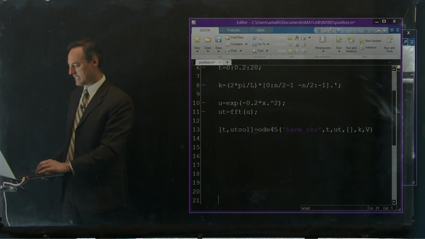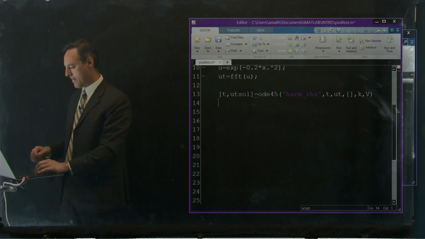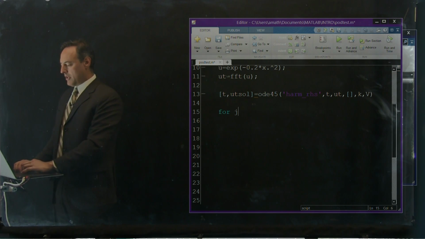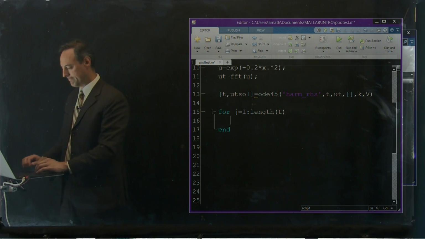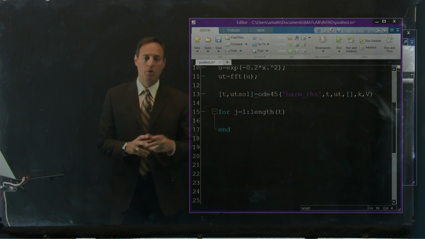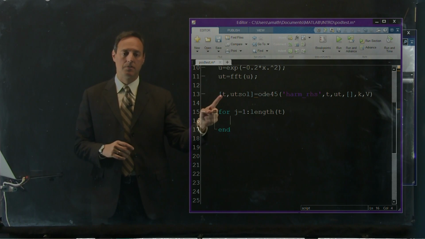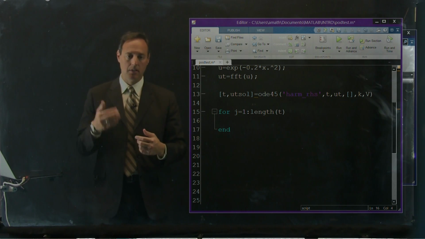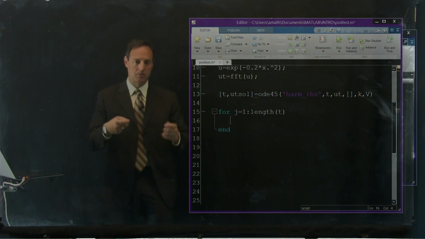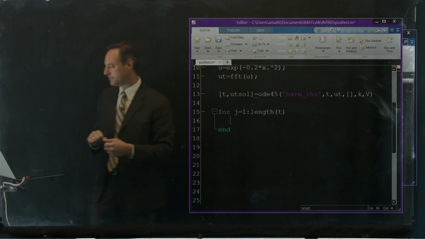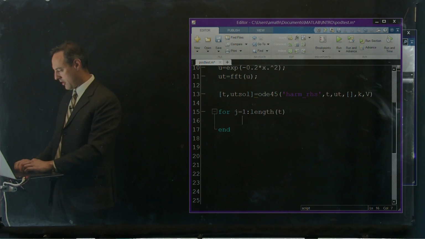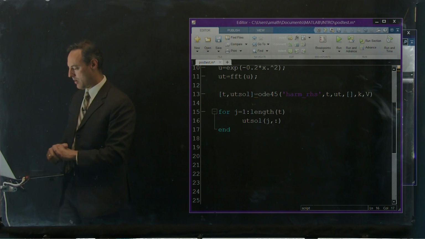Now before we go into the right-hand side, let's just talk about what's coming out of this thing. I want to plot what I get out. So I'm going to go through, and for each t that comes out, from 1 to length t, I'm going to try to get the solution now. Remember, the solution is in the Fourier domain, so I need to bring it back to the real domain. So I'm going to go grab U-T-sol, the jth row. That's what I want.